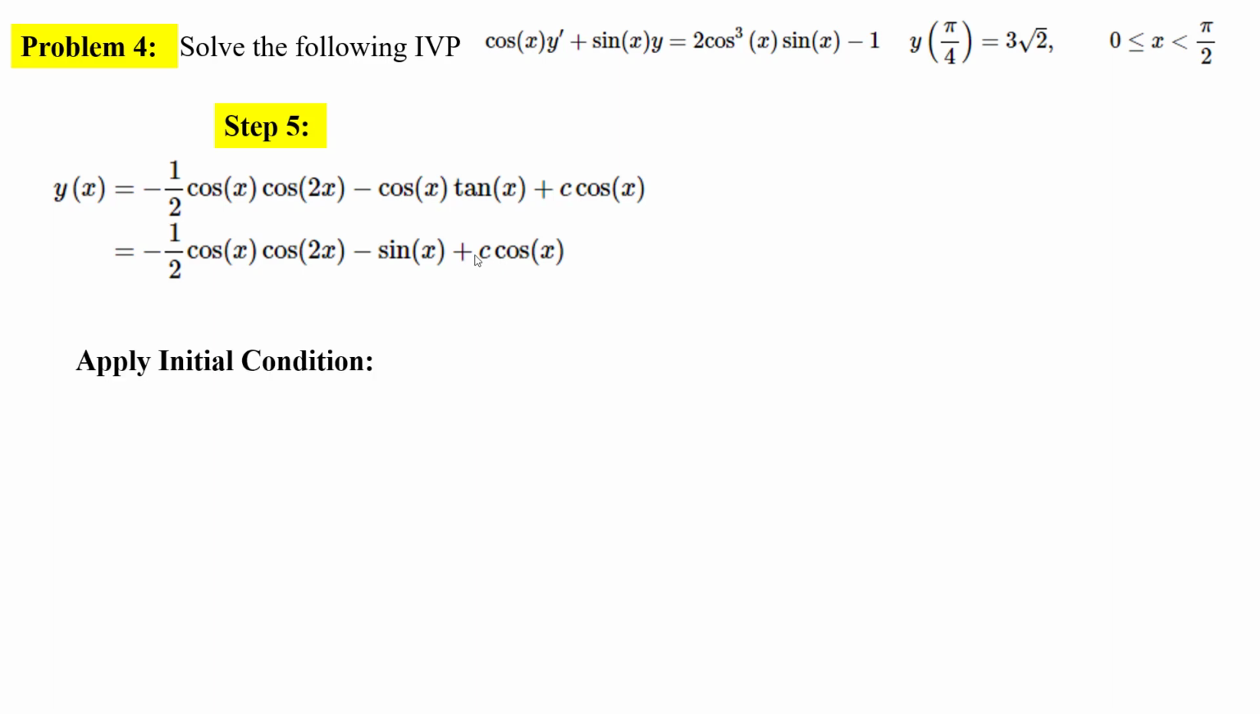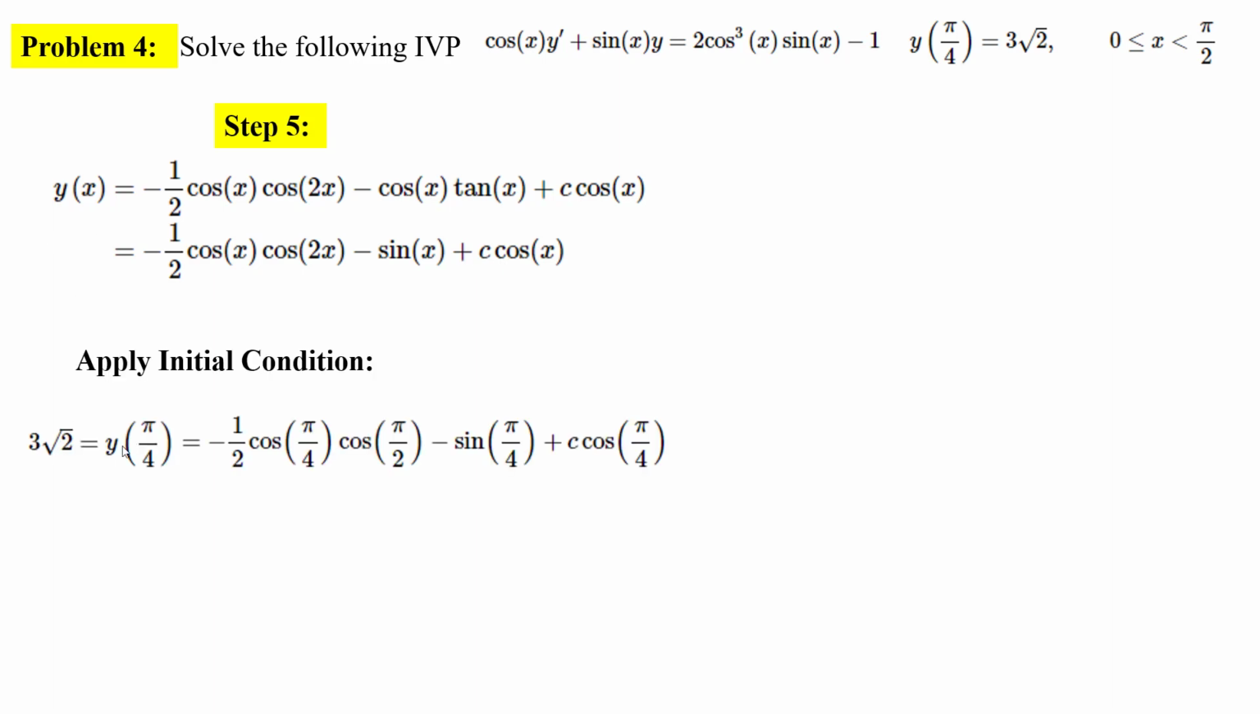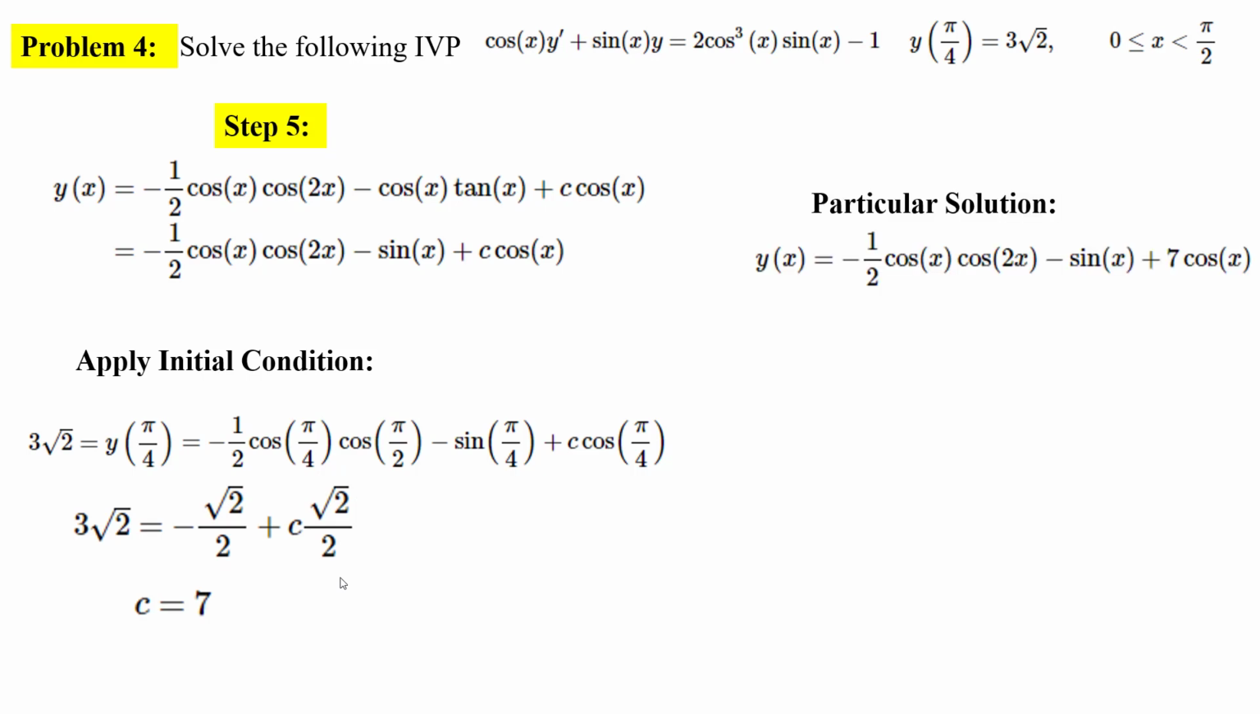To find a particular solution, I'm going to apply the initial condition. Y of pi over 4 equals 3 square root of 2. So plug in pi over 4 and evaluate the functions. 3 square root of 2 equals negative square root of 2 over 2 plus c square root of 2 over 2. So c equals 7. So that's my particular solution.